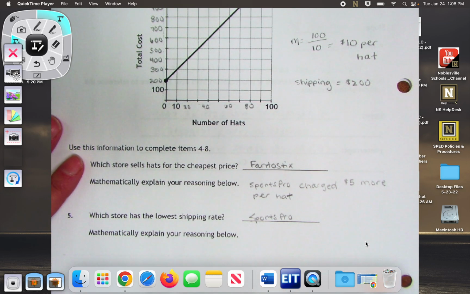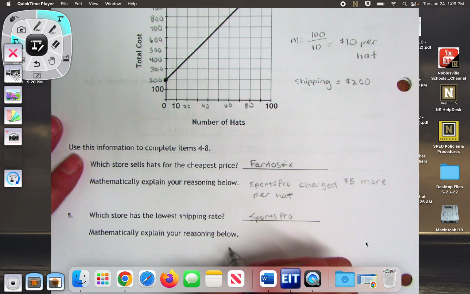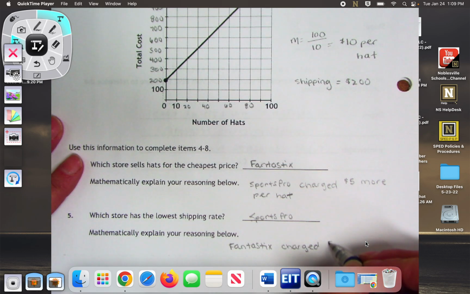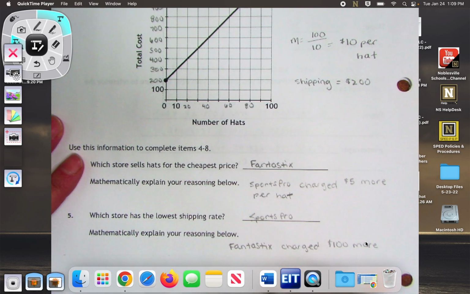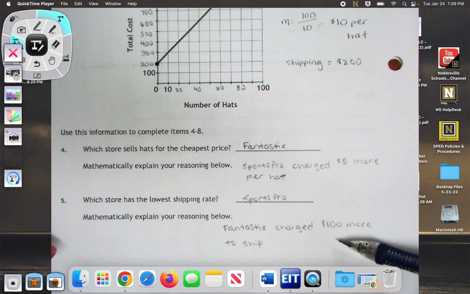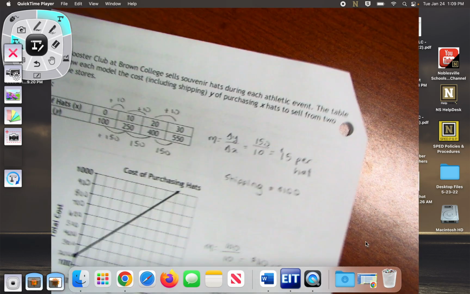And how do we know that? Let me check my timer. We know that because Fantastics charged $100 more to ship. So now we have a decision to make, right? One of them costs less per hat, but the other one costs less for shipping. So this is when you have to make decisions about which is the best case for me.